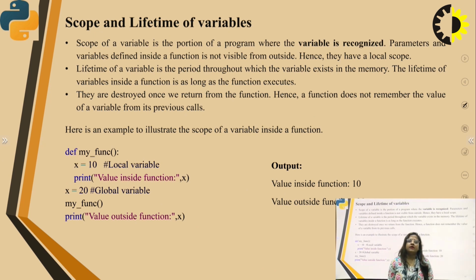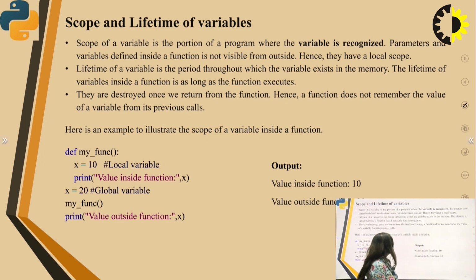Scope and lifetime of the variable. Scope of a variable is the portion of a program where the variable is recognized. Parameters and variables defined inside a function are not visible from outside. Hence, they have a local scope. Lifetime is the period throughout which the variable exists in memory. The lifetime of a variable inside a function is as long as the function executes. They are destroyed once we return from the function. Hence, a function does not remember the value of a variable from the previous call.